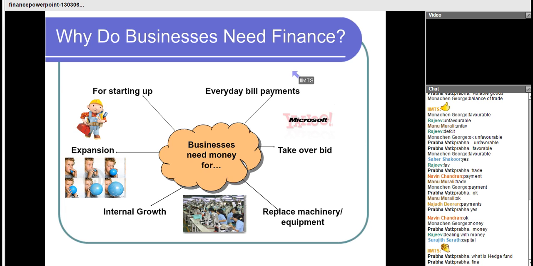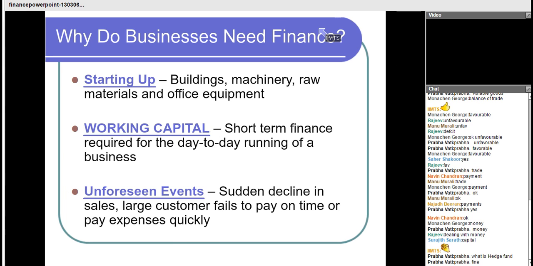Then the expansion, there may be diversification of the business. That's just the basic points highlighted here, but there are n number of needs when finance is needed by business. So starting up includes everything. Setting up of the business, purchasing building, machinery, everything needs to be set up.